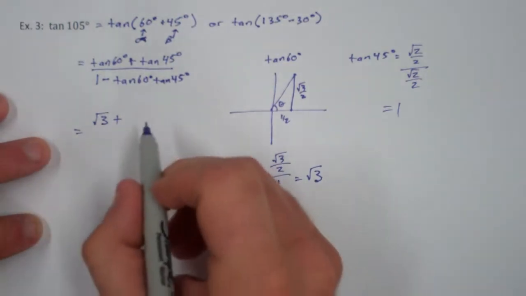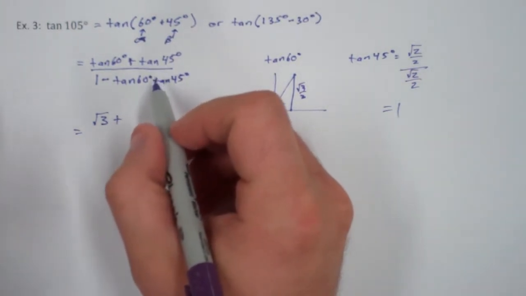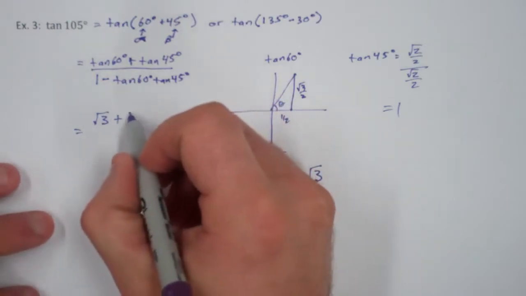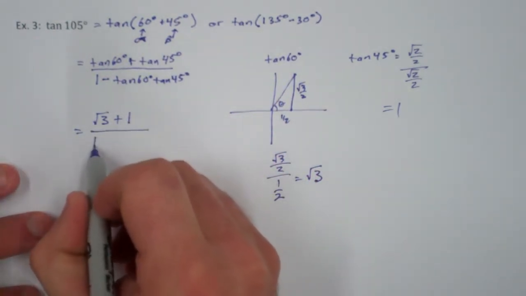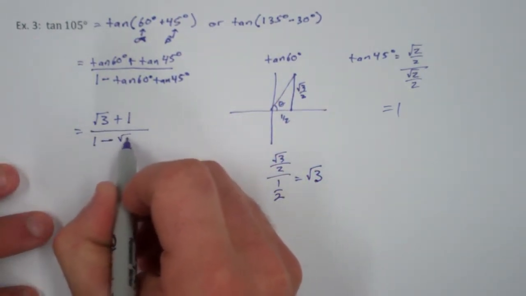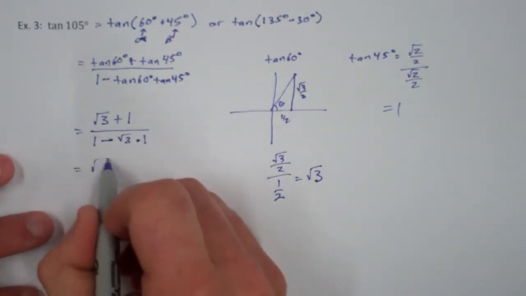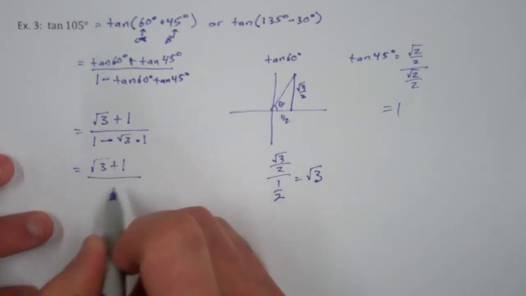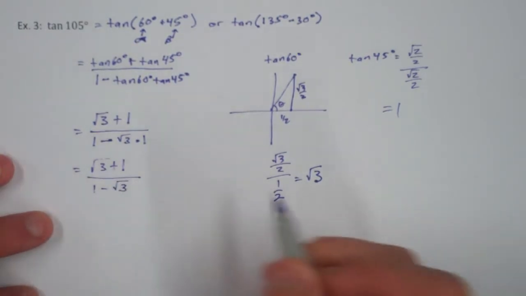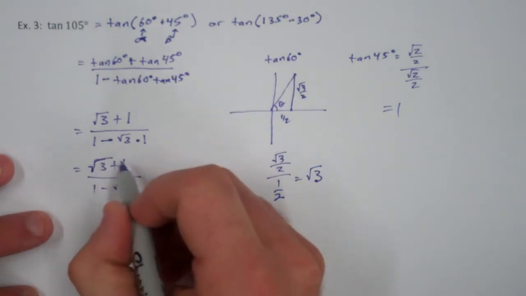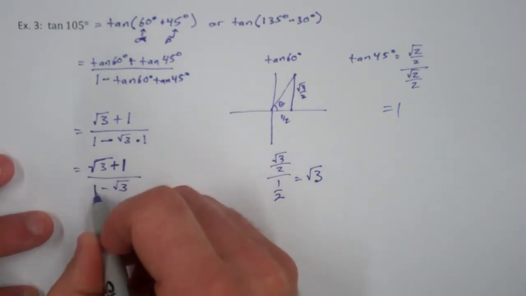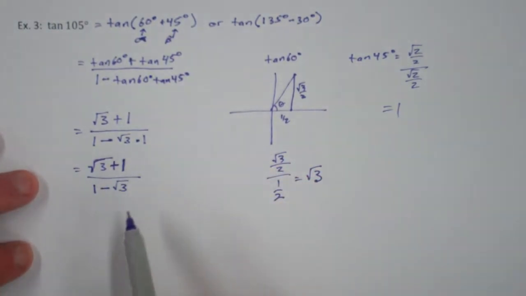So 1 is going to go here. And let's see what we got. Then we'll do 1 minus root 3 times 1. So this will simplify to root 3 plus 1 over 1 minus root 3. I'll try to darken that in here for you a little bit. There we go. It's often, well, you don't have to do this, but we will in this class.